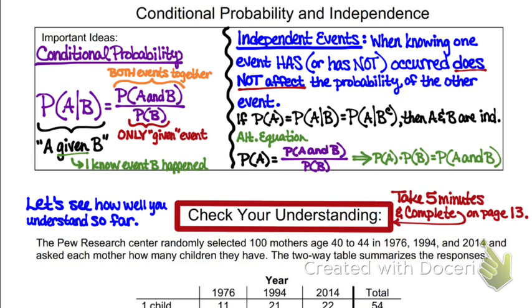Independent events: when knowing one event has or has not occurred does not change the probability of the other event. So if the probability of A is equal to the probability of A given B is equal to the probability of A given B complement, if those are all the same, then the events are independent.